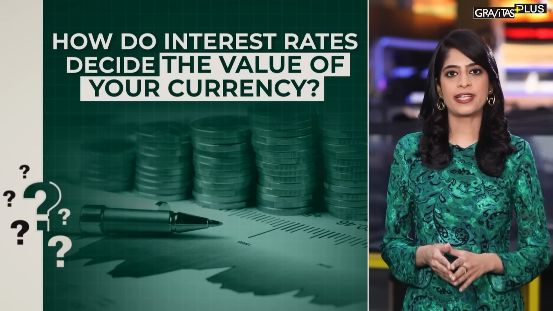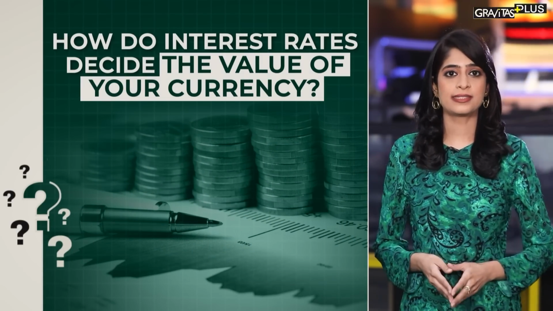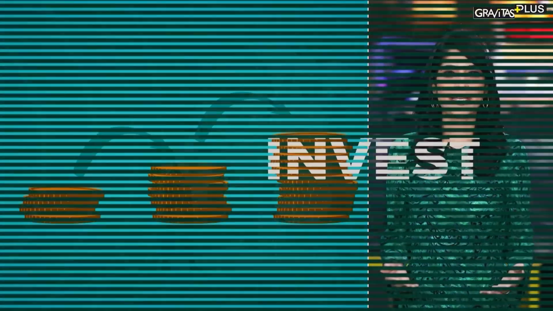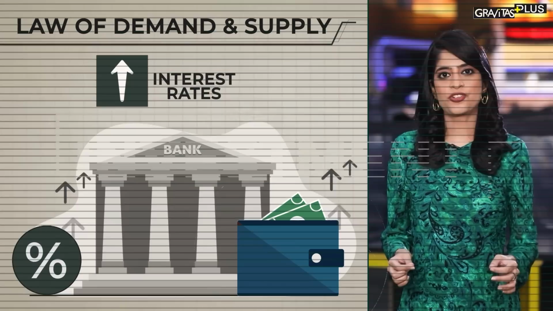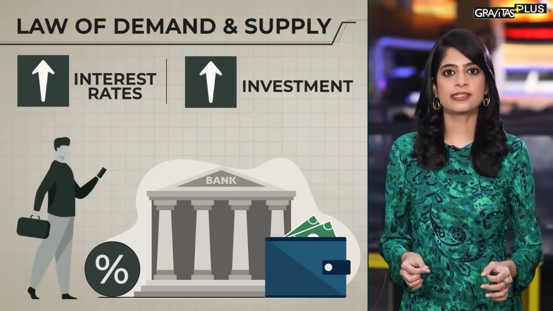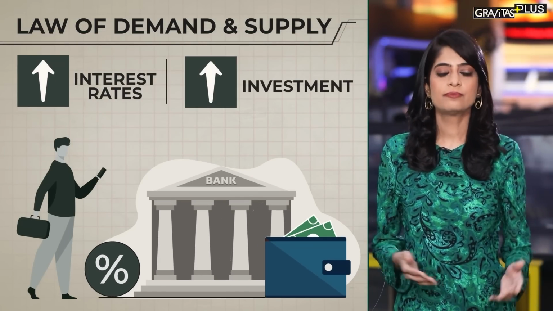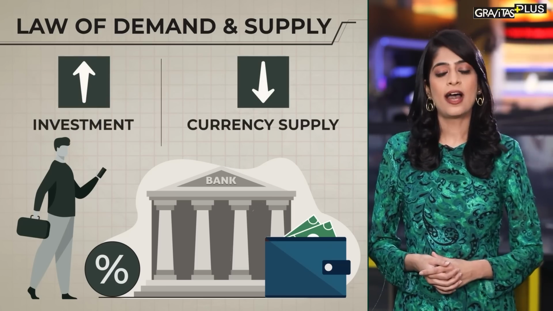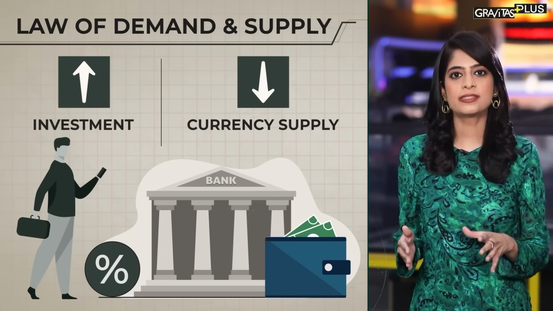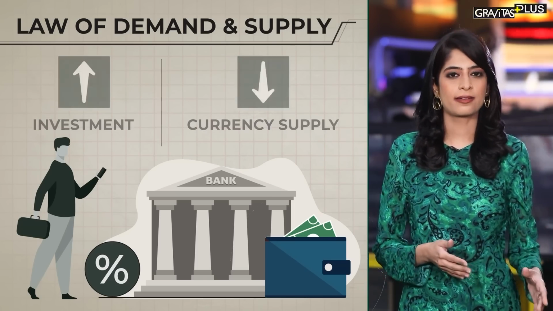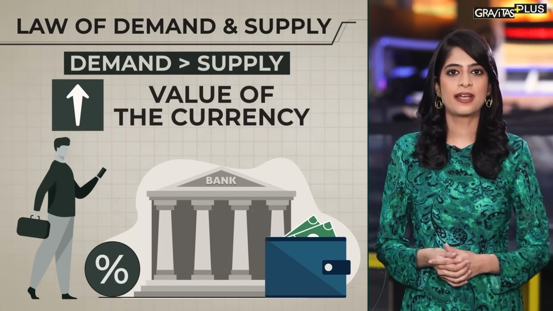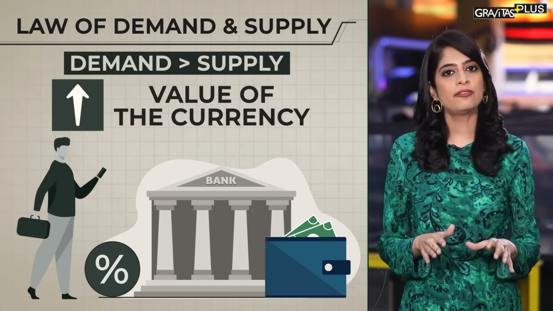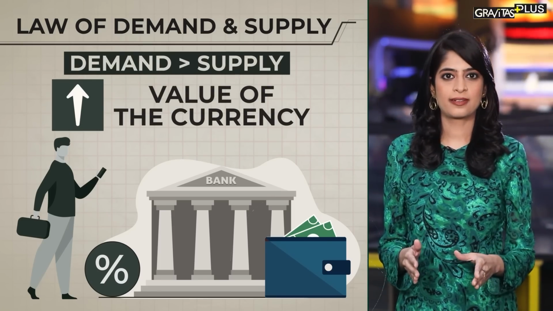How do interest rates decide the value of your currency? For starters, it regulates the amount of money in circulation. Let me explain this. When a country hikes its interest rates, investors rush to invest, so they get the maximum assured returns. A rush for investment reduces the currency supply against the demand. Simple economics. Where demand exceeds supply, the value of the currency goes up.